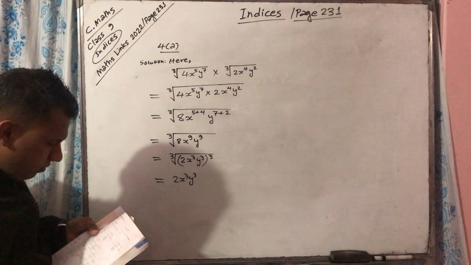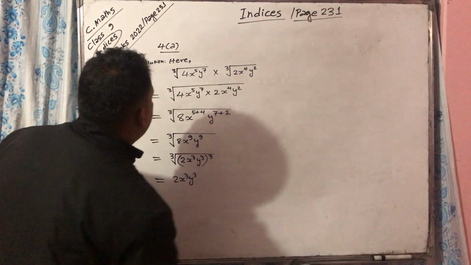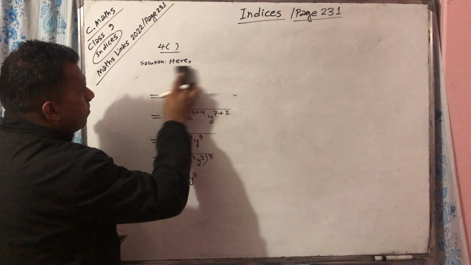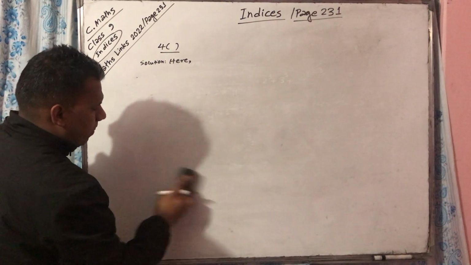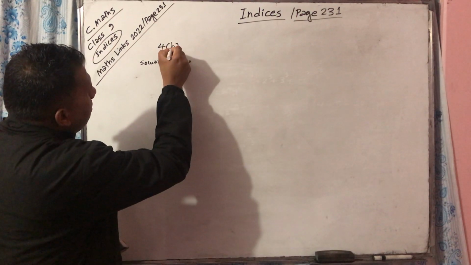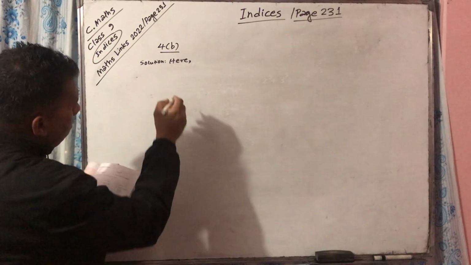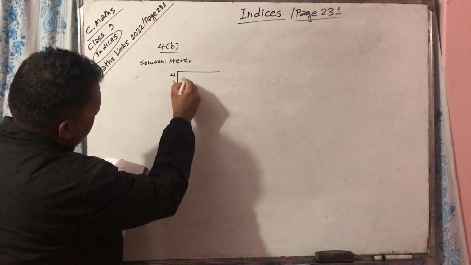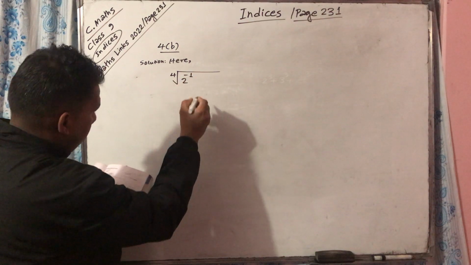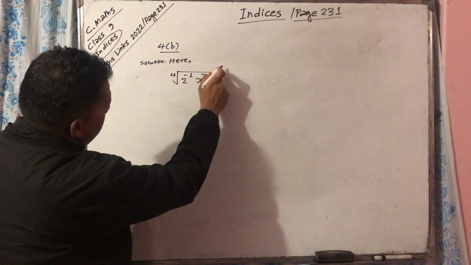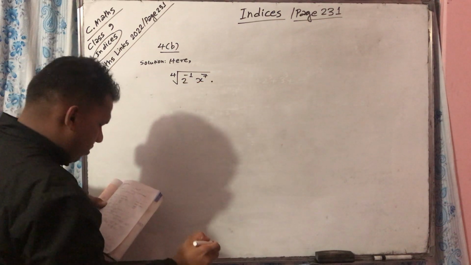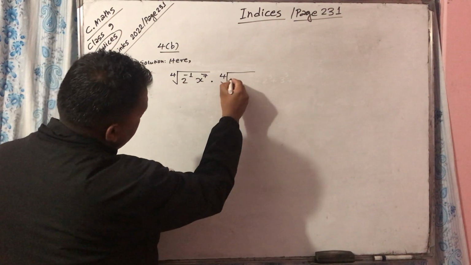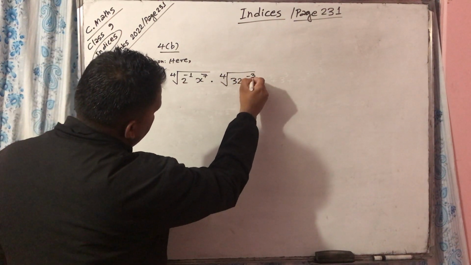Okay, students, now we go to question number B. Now look at 4b. Here, fourth root of 2 to the power minus 1 x to the power 7, multiplied with fourth root of 32 x to the power minus 3.